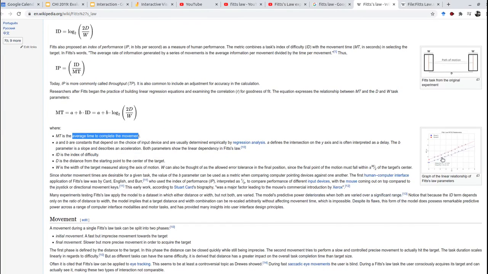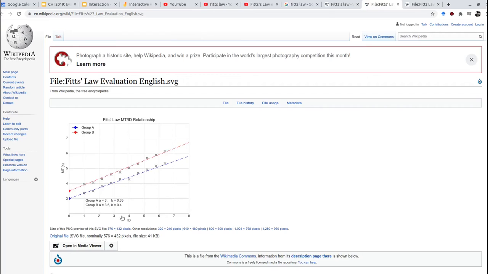And you can often find experiment results like here, where people increase the difficulty of some tasks, and then you can see that logarithmically the task times increase with the difficulty.